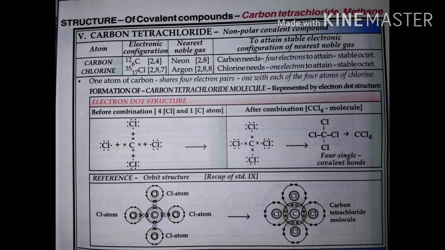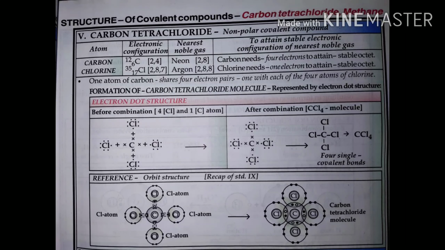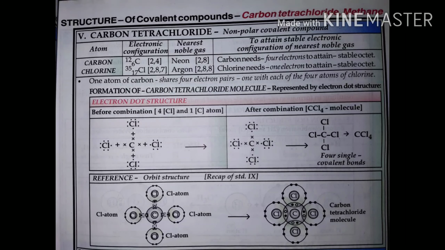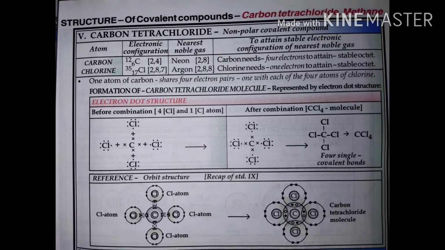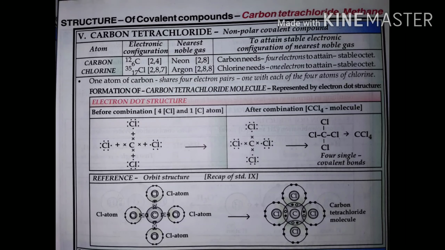So we have carbon, atomic mass number 12 and atomic number 6. Electronic configuration 2,4. It tries to attain electronic configuration like neon, which is 2,8. So it requires 4 electrons. And we have chlorine. Chlorine has electronic configuration 2,8,7. So to attain electronic configuration like argon, it will require one more electron.